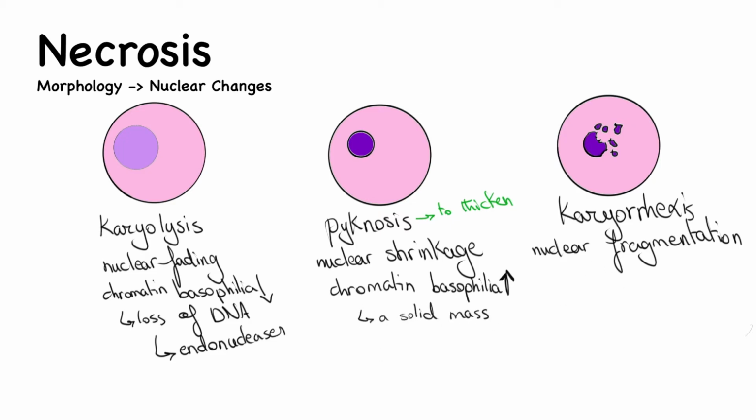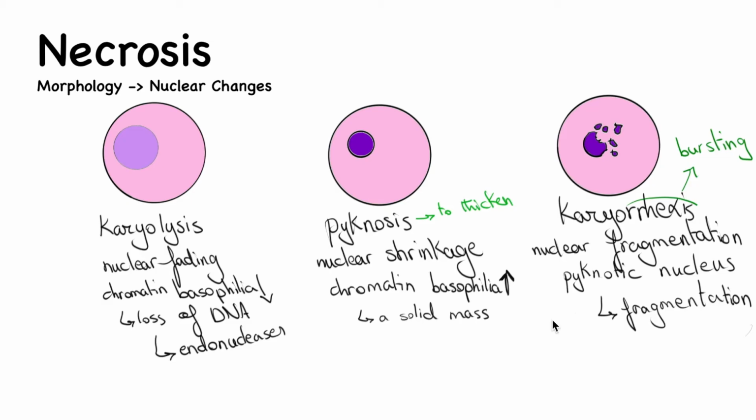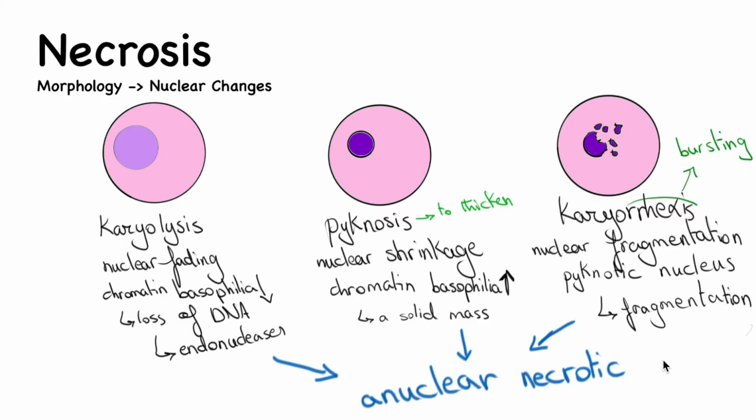Lastly, we have karyorrhexis or nuclear fragmentation. So it literally means karyon, meaning nucleus, and rhexis, meaning bursting. So in this case, the already pyknotic nucleus, which is this mass of chromatin, eventually bursts and undergoes fragmentation. The end result of all these three pathways is nuclear dissolution, which leads to anuclear necrotic cells.